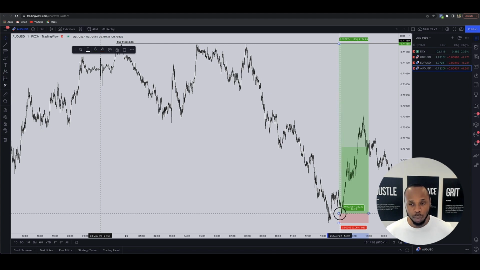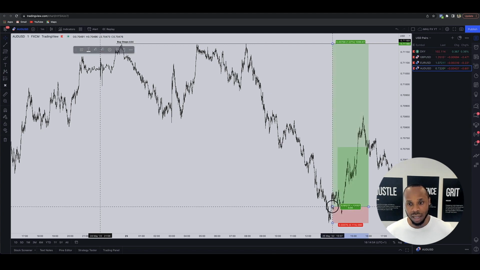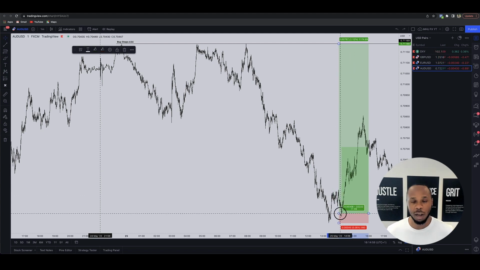So if you had an 8 pip stop loss, which was the up close candle roughly about there, that would have been a 1 to 10. And if you had a just under 5 pip stop loss, that would have been a 1 to 17 R trade, which is absolutely amazing. And obviously that's if you held it to there, you could have easily taken partials along the way and then collapsed the rest of your position above this high.